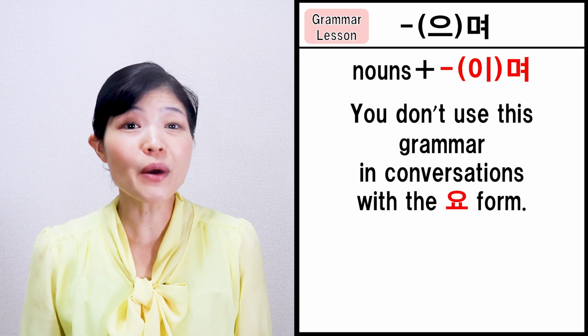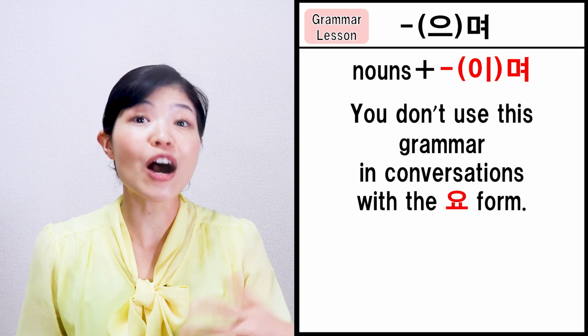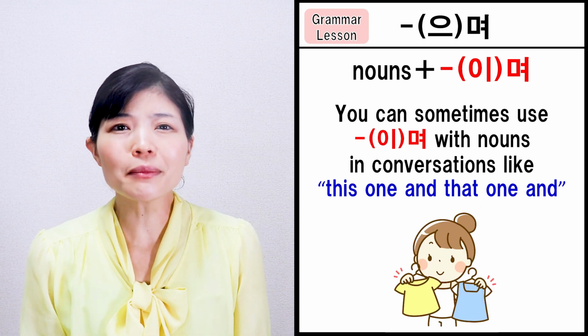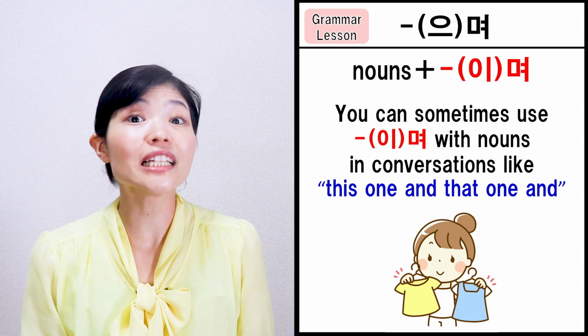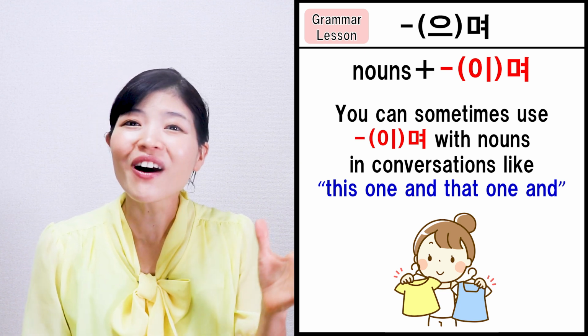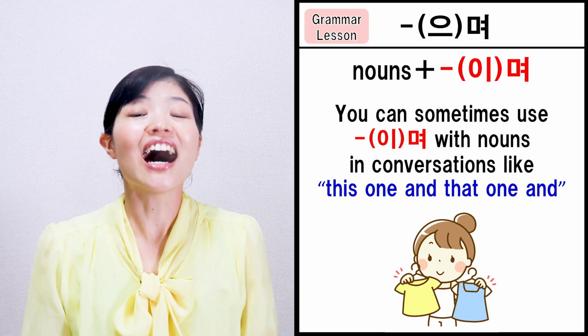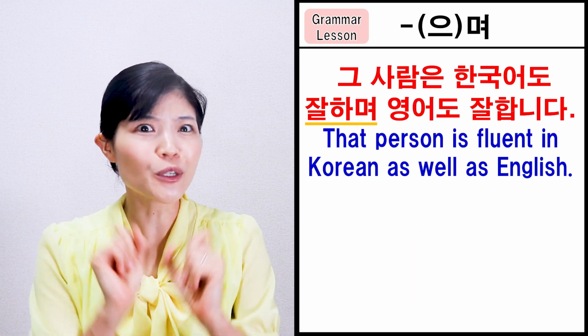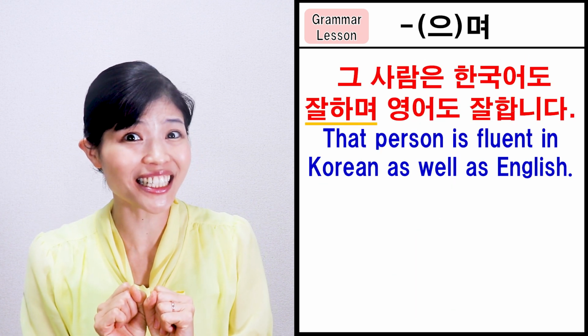Okay? By the way, you don't use this word in conversations with the yo form, but you can sometimes use 이며 with nouns in conversations, like this one and that one, and I will explain this with an example later. Now, are you ready for a formal sample sentence?